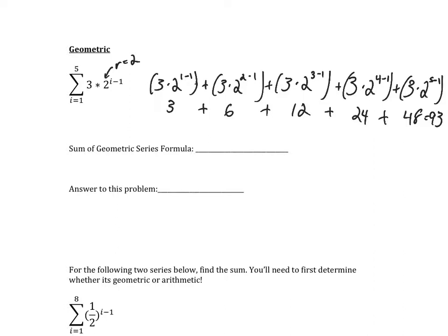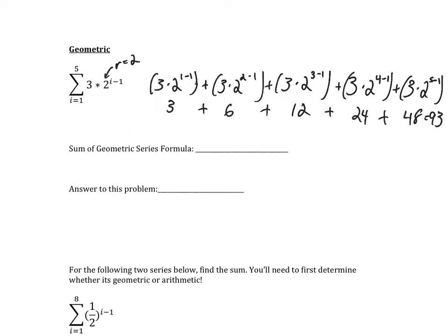Again, not horrible doing it that way, but kind of a pain. Open yourself up to a lot of chance for error. Also, if there are more terms than the first 5, this could take you a while. So there must be a shortcut for a geometric series as well, and there is.